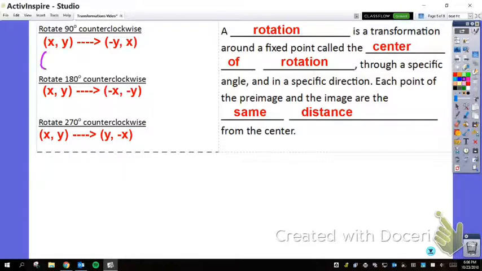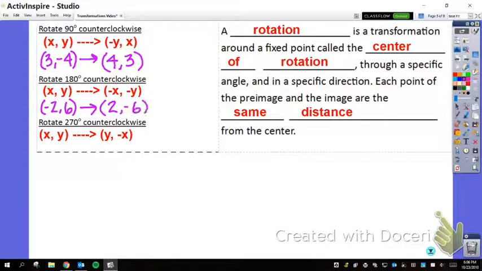So if our coordinate is 3, -4, then we're flipping places. So we have -4, 3, but then we take the opposite of y, which makes it 4, 3. For 180 degrees, the coordinates don't switch places, but they both become the opposite. So if our coordinate is -2, 6, the opposite of -2 is +2, and the opposite of 6 is -6.